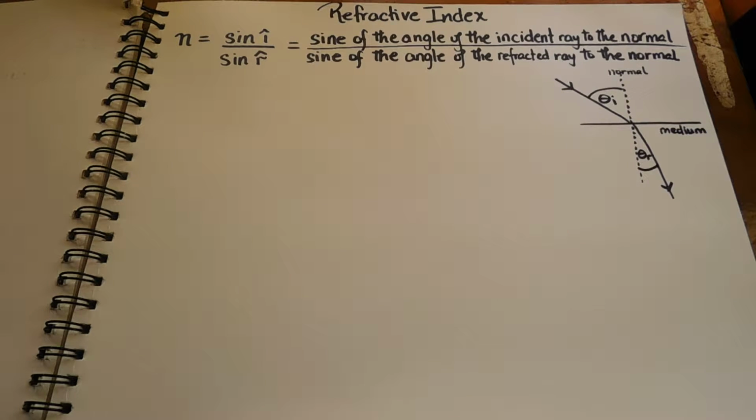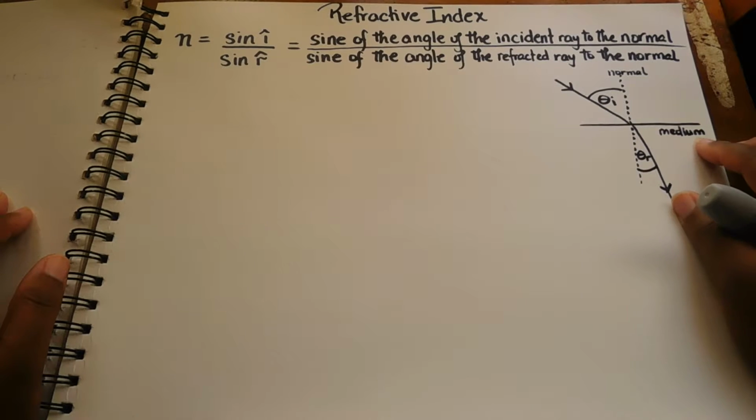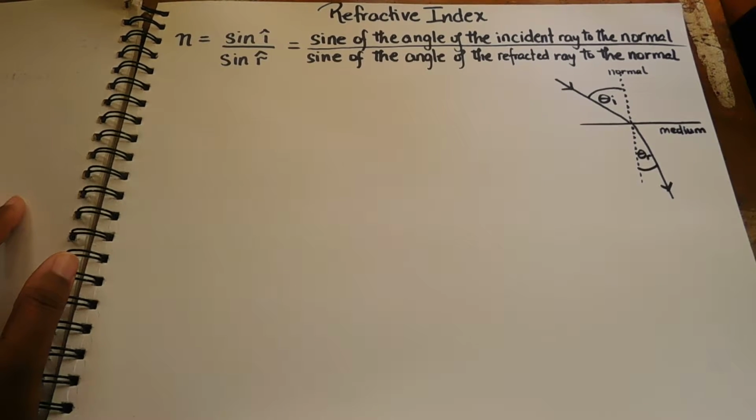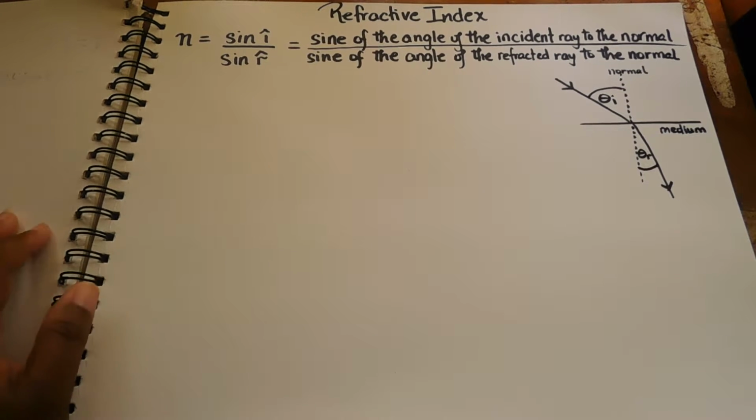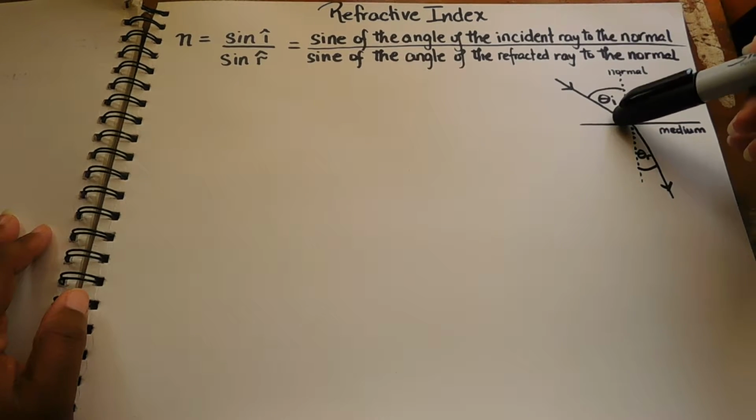Okay, so now we're dealing with refractive index, where refractive index is n and is equal to the sine of the angle of the incident ray to the normal over the sine of the angle of the refracted ray to the normal. Here I have my drawing to depict this. The medium could be anything translucent, from glass to plastic to acrylic to polythene.